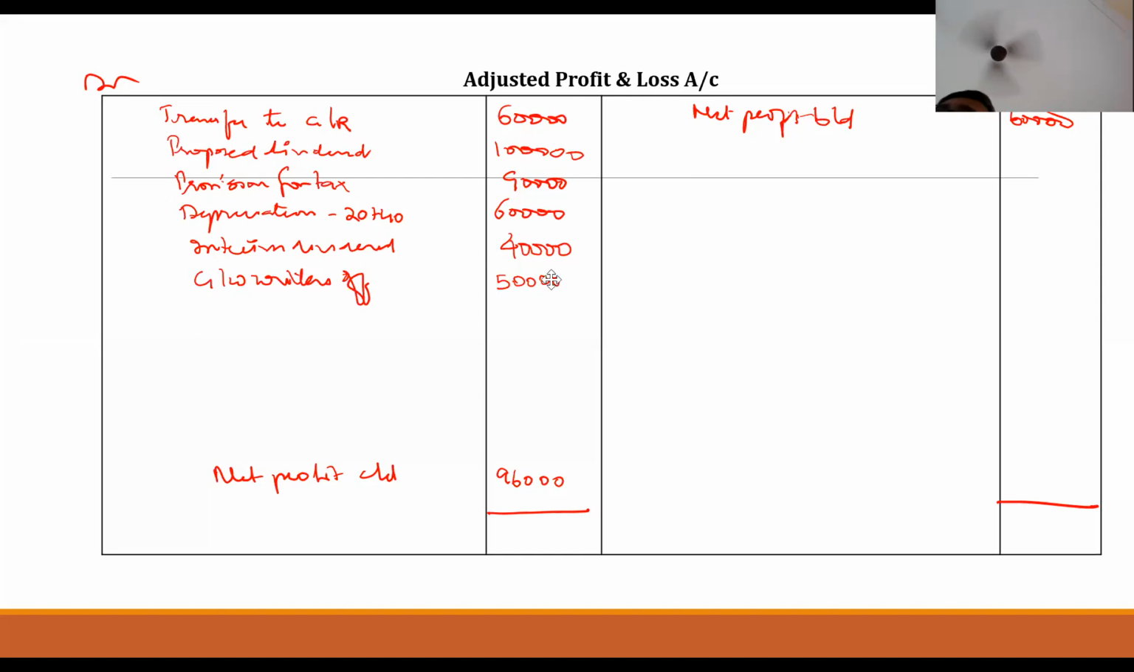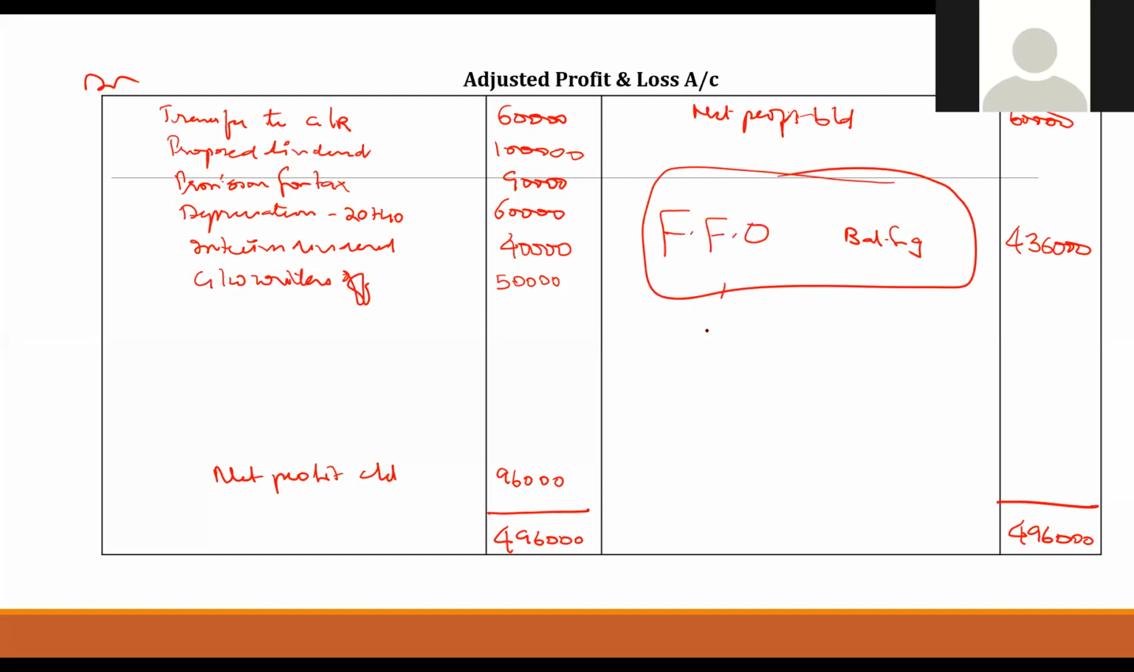Which side is more, debit or credit? Debit side. Total amount? 4,96,000. What is the difference amount? 4,36,000. And this is known as? Fund from operations. This will go to the fund flow statement, source side. Is this clear to all of you? Yes, sir.